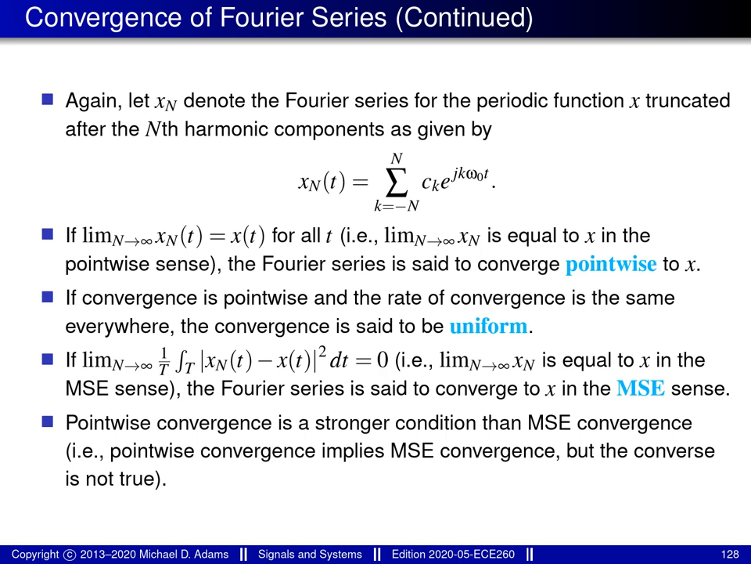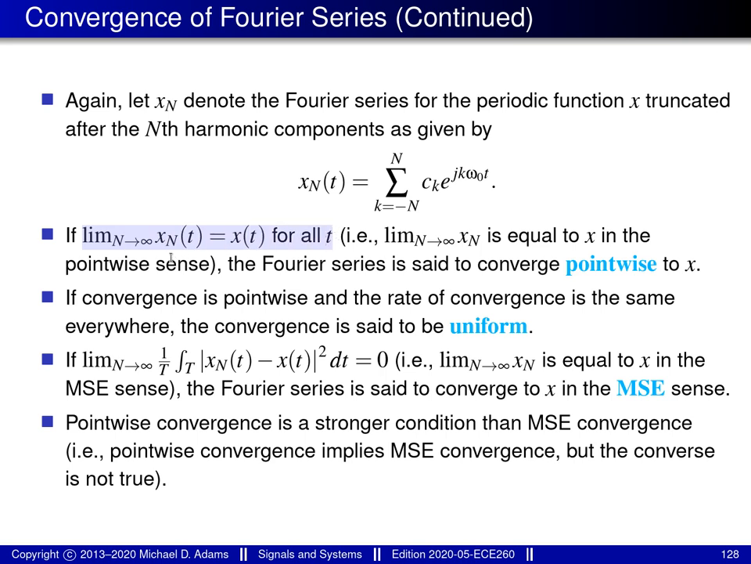So now we're just continuing from the previous slide. Just to refresh your memory, we're using x subscript n to denote the Fourier series for the periodic function x truncated after the nth harmonic components. In other words, x subscript n is given by this particular truncated Fourier series here.